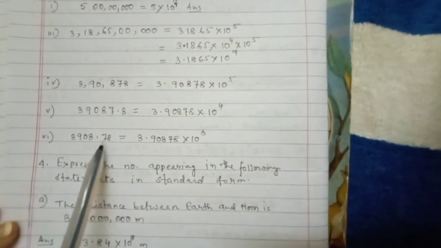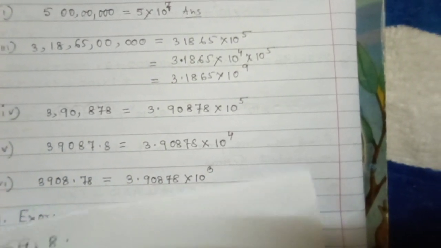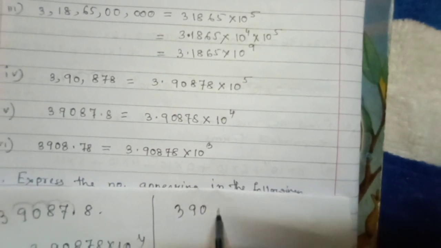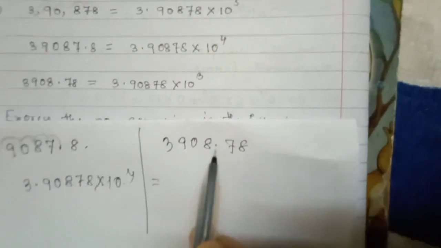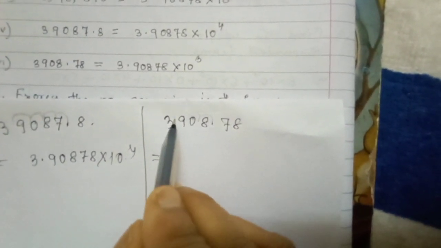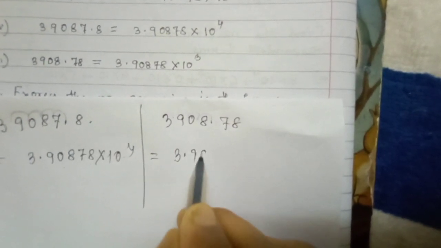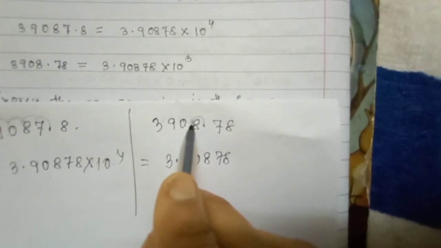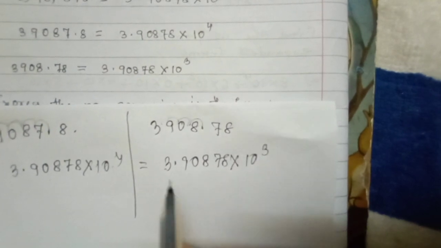The next number is 3908.78. You see the decimal point, you will move it now 1, 2 and 3. That means 3 places of decimal. 3.90878. The point was here, 1, 2, 3. So 10 to the power 3.